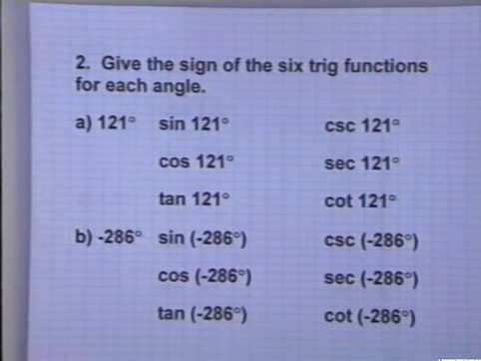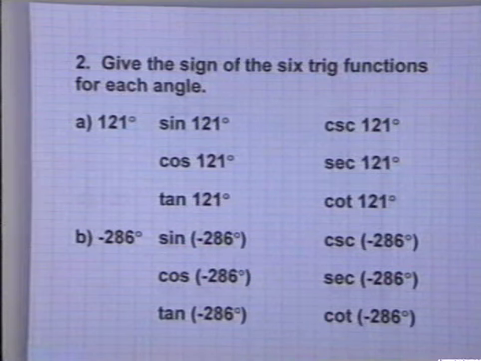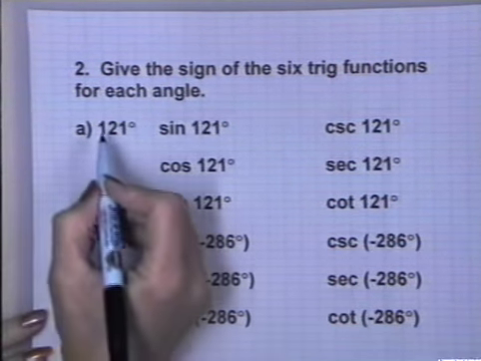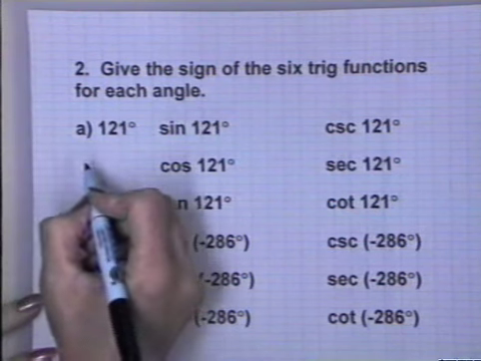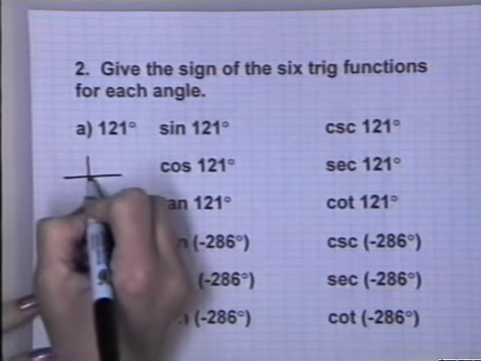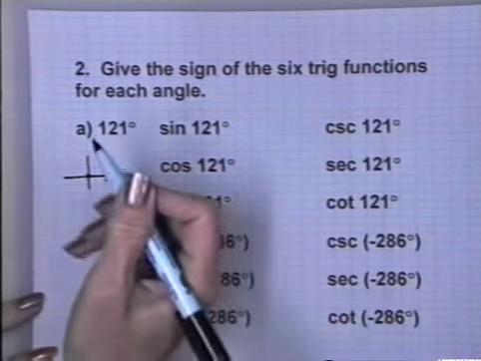Let's look at one last type of problem. For this problem, it says, give the sign of the 6 trig functions for each angle. Well, what we have to do is first figure out which quadrant the terminal side of each angle is in, and then we have to know the signs of the functions for the angles whose terminal sides are in that quadrant. So we'll start with 121 degrees. If that is in standard position, what quadrant?